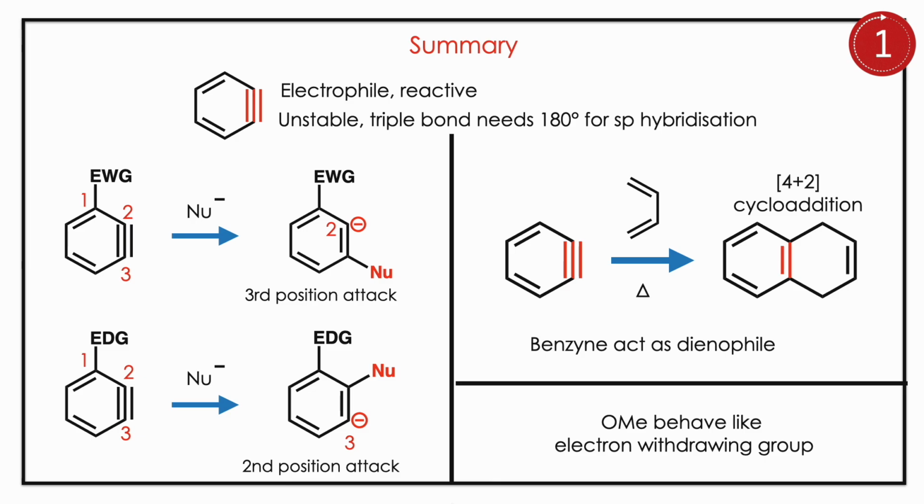First with substitution. The substituent can be an electron withdrawing group or donating group. An electron withdrawing group can stabilize the anion. So substitution happens at the third step. On the contrary, an electron donating group destabilizes the anion. So substitution happens at the second step. The second type of reaction is that benzyne can act as a dienophile. So the dienophile situation leads to the Diels-Alder reaction. Then one important point is that O-methyl behaves like an electron withdrawing group. The reason is due to the steric effect, but to memorize, you should know OMe always promotes the third position attack.